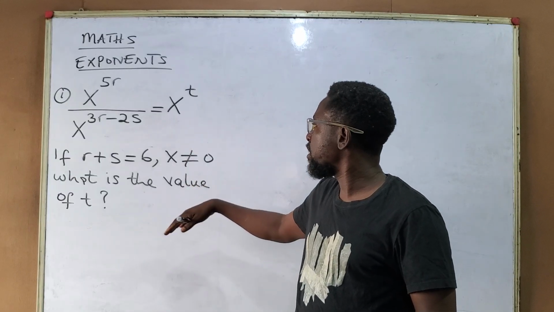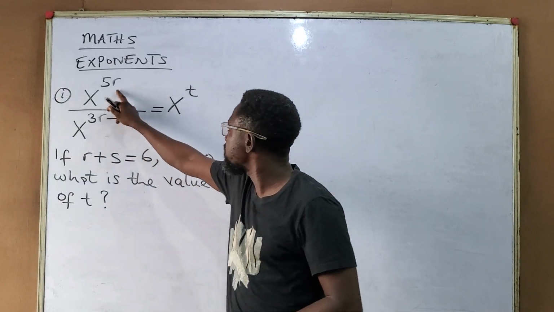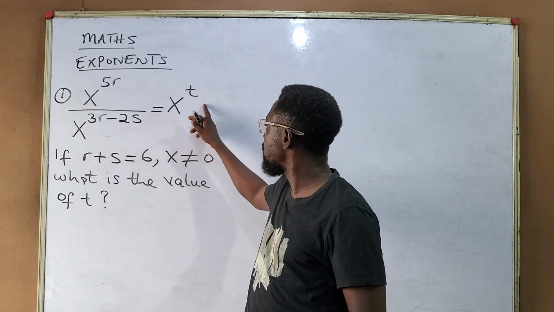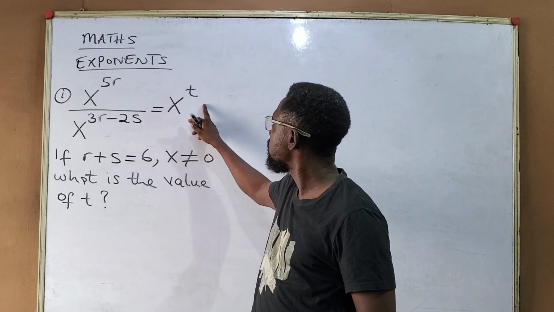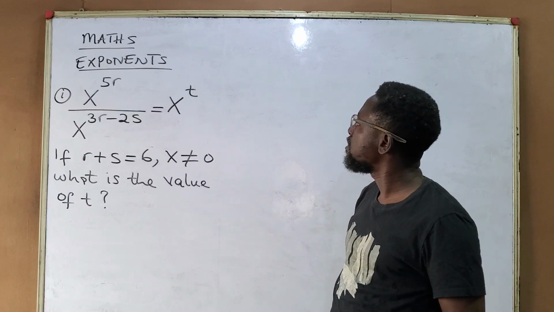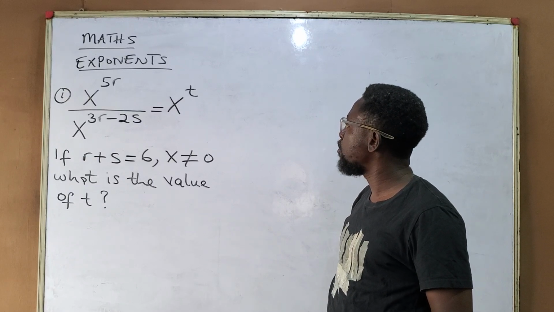So the question is still on exponents, okay? And that's the first question here. It says x to the power 5r over x to the power 3r minus 2s equals x to the power t. You are asked to find the value of t.